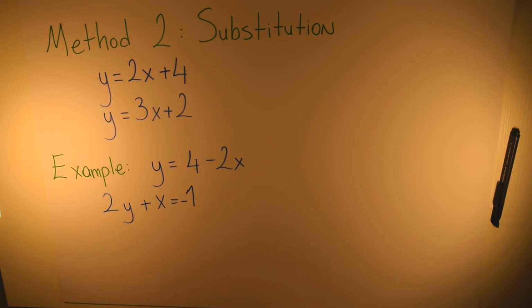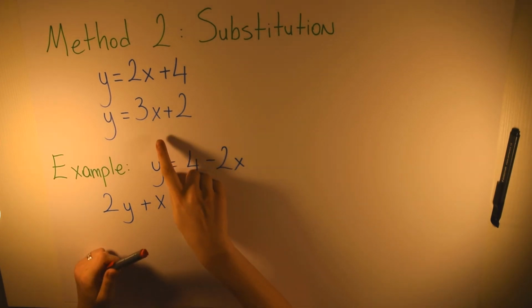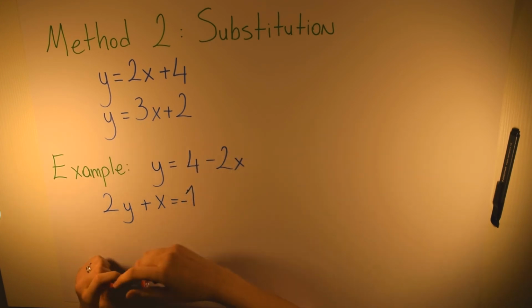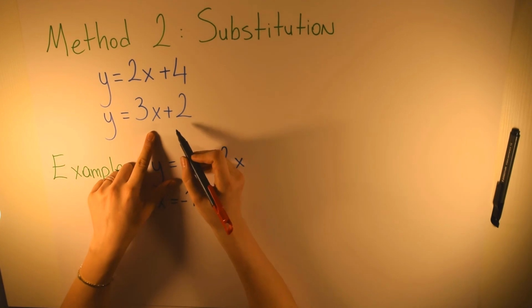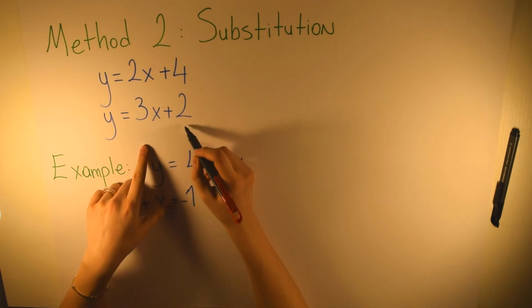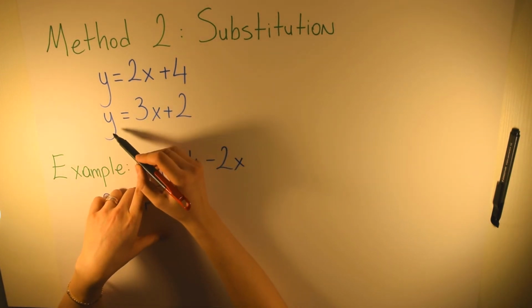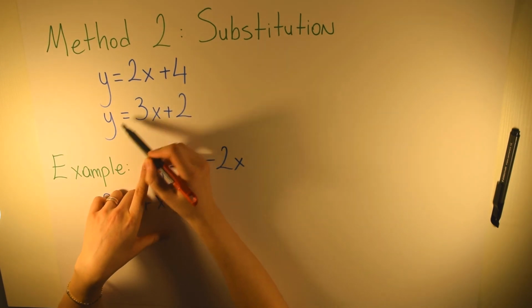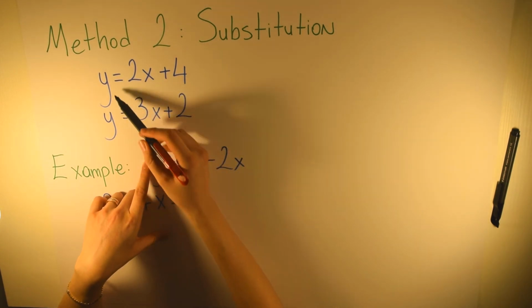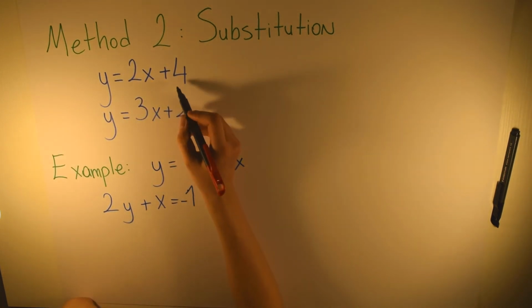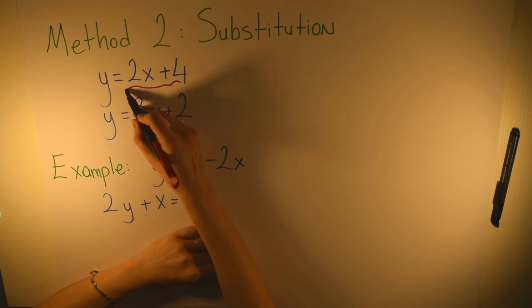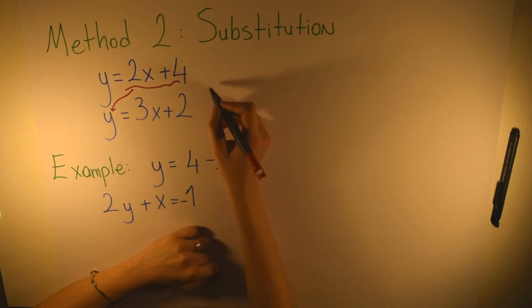So we substitute the y in the top equation with the expression from the second equation. What do I mean by that? Here, for example, we have y is equal to 2x plus 4 and y is equal to 3x plus 2. So instead of this y, I put this expression here because it's the same, it's the y for both. So I put this expression instead of this y.